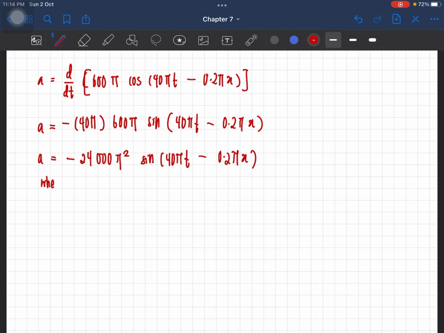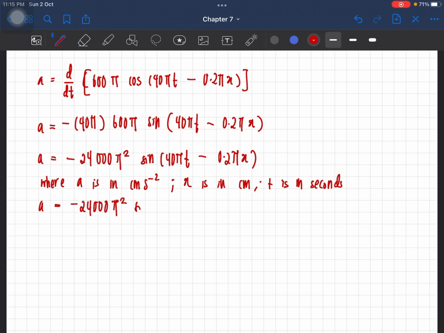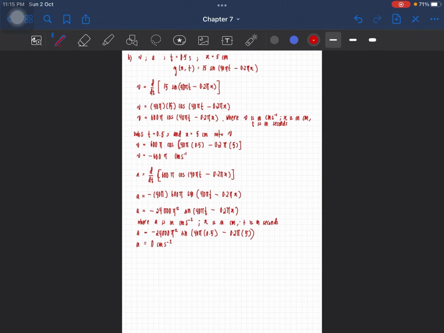Again, don't forget to write where acceleration is in centimeter per second squared, x is in centimeter, and t is in seconds. Then we substitute the values of x and t: negative 24,000 pi squared sin(40 pi times 0.5 minus 0.2 pi times 5 cm). So the acceleration at that particular time and distance is equal to 0 cm per second squared. After all that effort, the answer is 0. This subtopic's solution is always long.